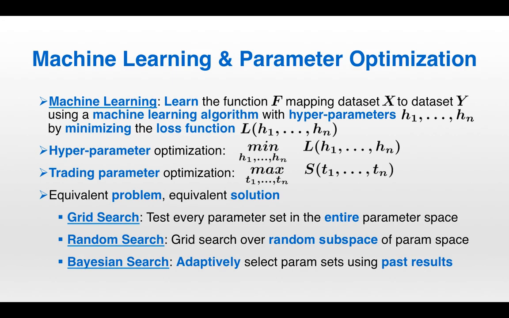And finally, the Bayesian search. This is when we're adaptively selecting parameter sets using past results. It is the most efficient search. The problem is it's difficult to parallelize. So sometimes you'll do a parallelized random search in order to shrink down the parameter space, and then you'll apply a Bayesian search to that shrunken down parameter space.